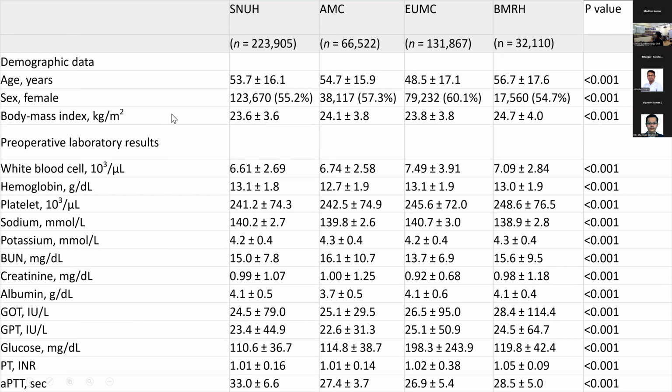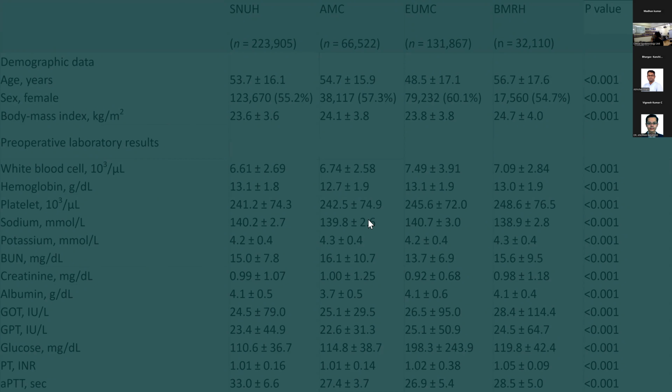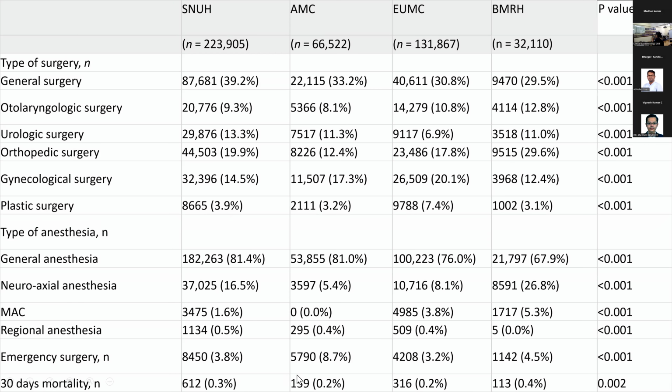So we look at the demographic variables. Most of them were around the age of 50 to 60, and females were around 55 to 60%. One center reports higher females because they had more gynecological surgeries. The BMIs were around 23 to 24, and all parameters were around the same range here. And when we look at the 30-day mortality, it was between 0.2 to 0.4%.